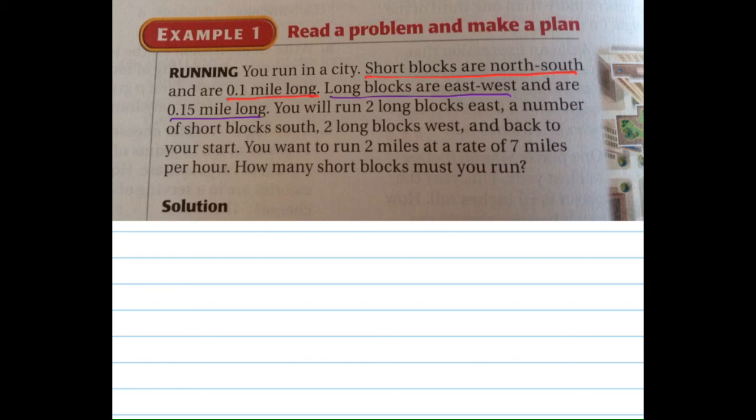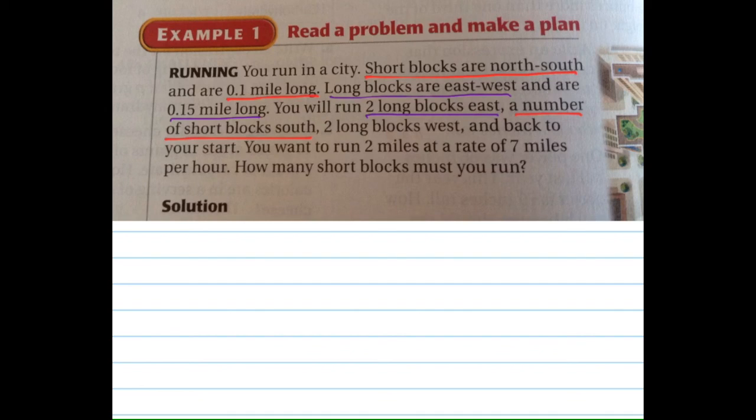Now, it says you will run 2 long blocks east. Actually, I'm going to use the same color as I use for long blocks east and west. Then it says you run a number of short blocks south. That's important. A number. What does that tell me I'm going to use? I'm probably going to have to use a variable to represent how far I run south, because I don't know exactly how many short blocks south I'm running. That's a missing number. That's probably what they're going to want me to find.